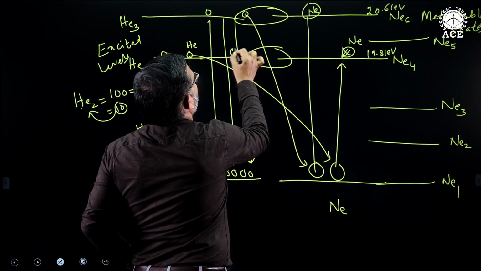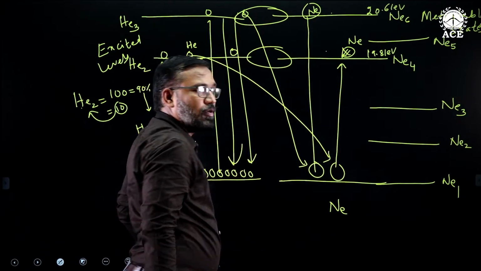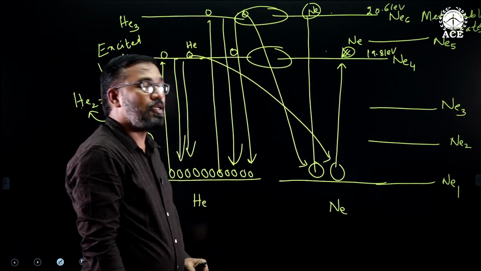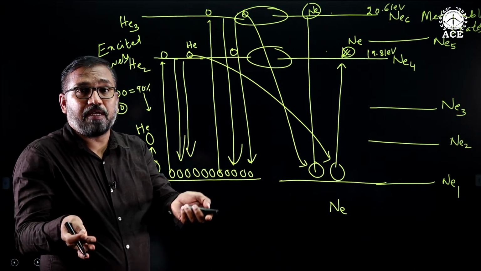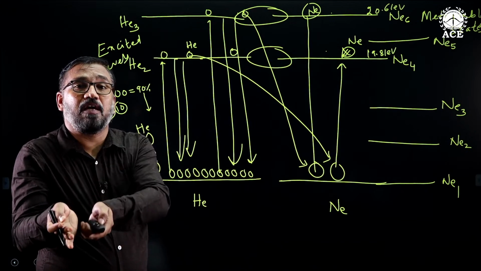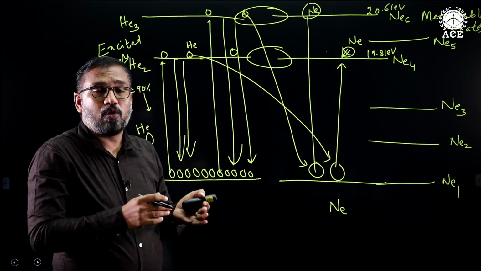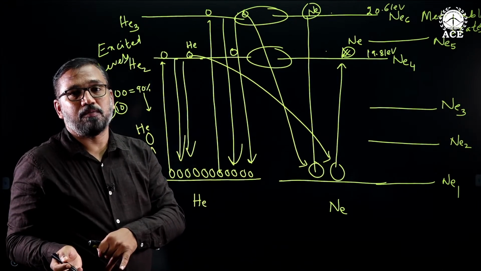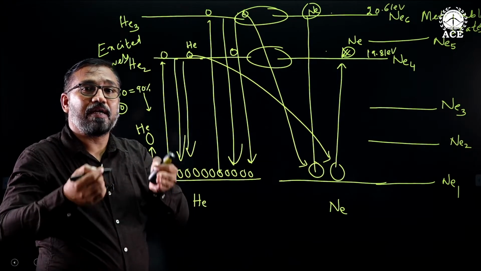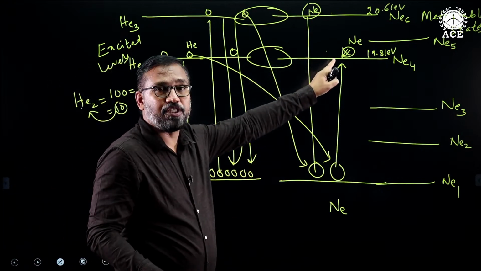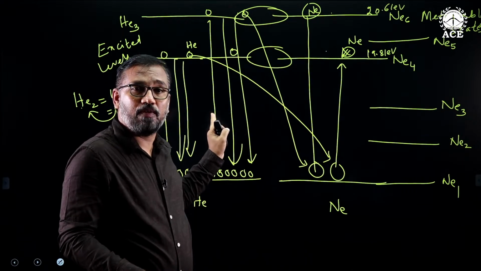So this atom will excite the neon to this level, and this atom will excite the neon to that level. That is the excitation of neon atoms. For that purpose only we use a larger number of helium atoms, so that we get more possibilities of interaction with neon atoms. If you take a smaller ratio, there is less possibility of interaction, so the excitation of neon atoms will be less. Then we can't get more population in the metastable state. To get more atoms in the metastable state, we use a higher ratio of helium atoms.